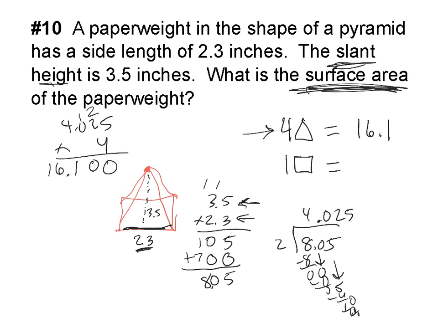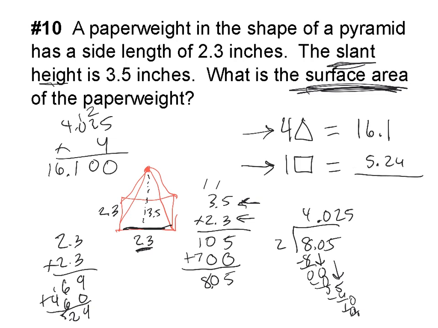Now we just have to find the area of the 1 square on the bottom. Now remember, it's a square, so all these sides are 2.3. So we're just going to do 2.3 times 2.3. 3 times 3 is 9. 3 times 2 is 6. Extra 0. 2 times 3 is 6. 2 times 2 is 4. So we get 9, 12, and 5 with 2 decimal places. 5.29. Now careful. Some of you divided that by 2 on your assignment. Never divide a rectangle or square by 2.